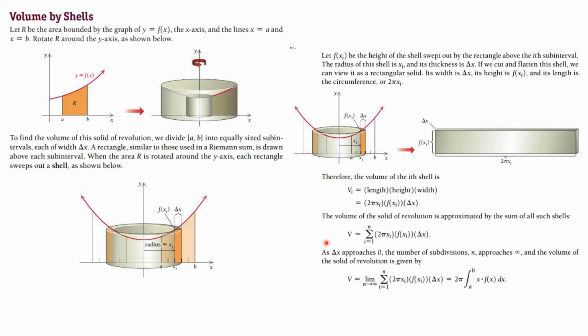So when we add those up and take the limit as n goes to infinity, we get the definite integral. But you notice it's a different formula now. The volume then is going to be this limit as n goes to infinity, and in the limit that's going to be 2 pi, the integral from a to b, of x f of x dx.